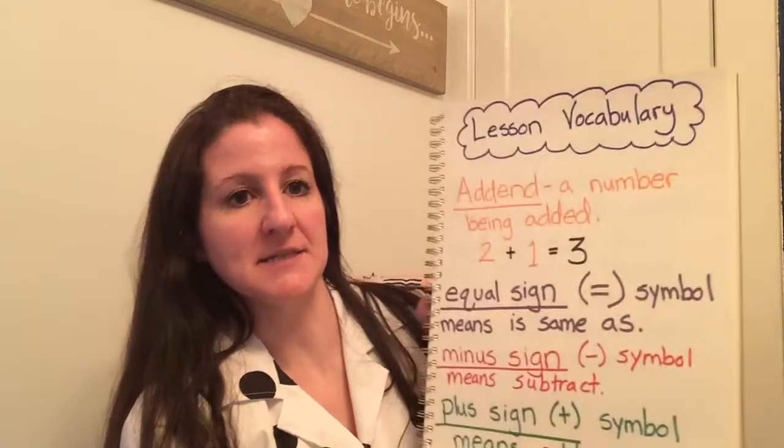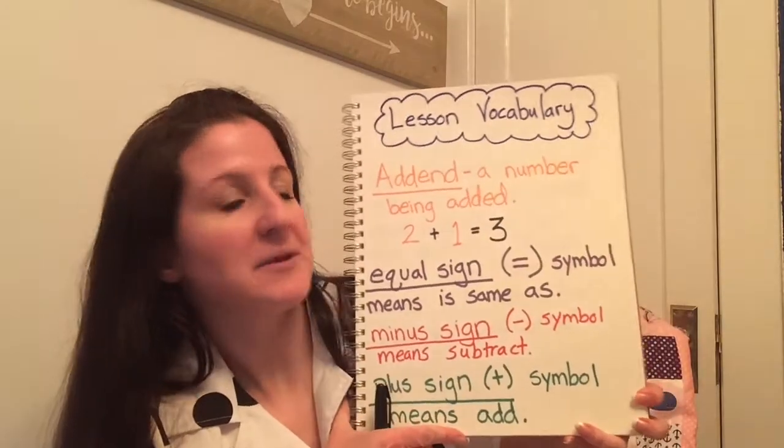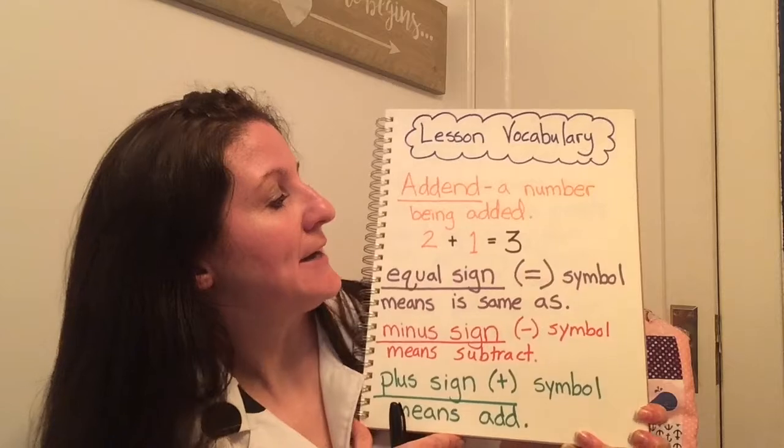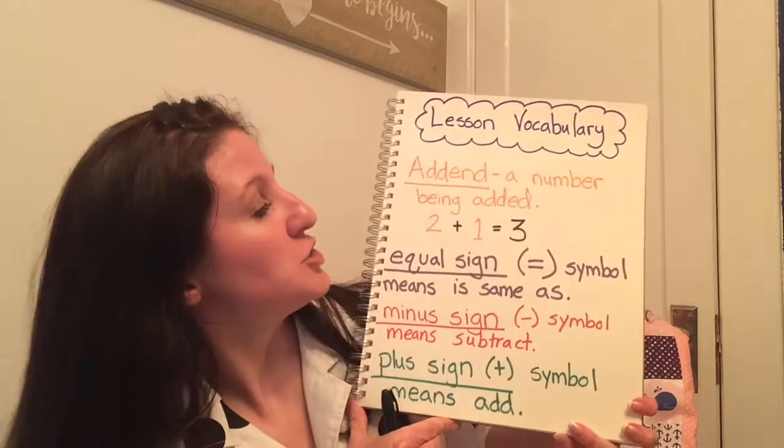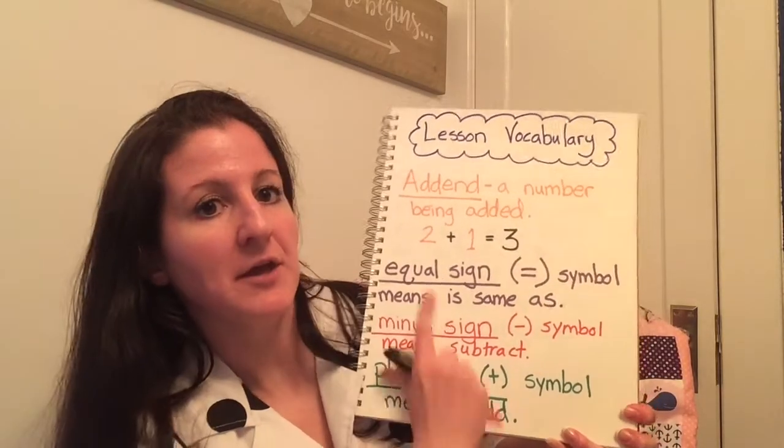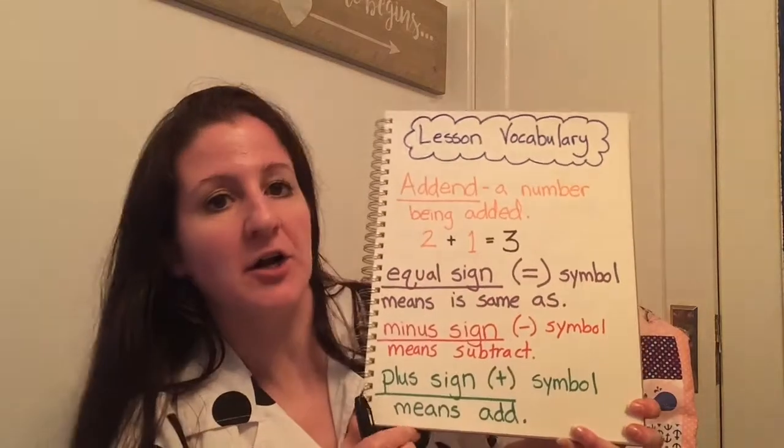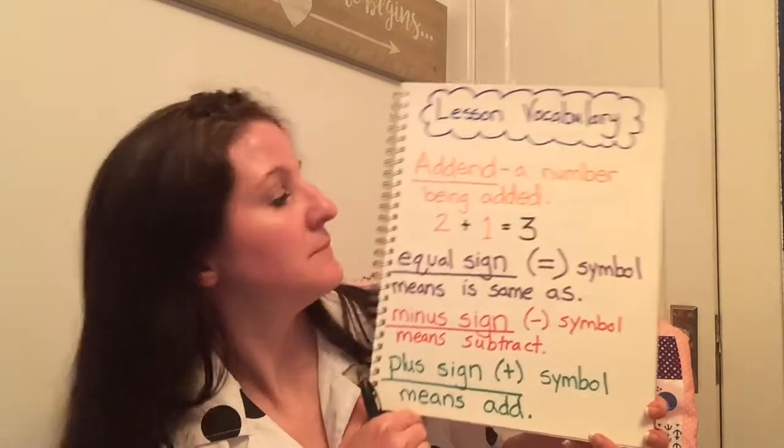So I'm going to go over some vocabulary that you're going to see throughout the lesson this week. The first vocabulary word is an addend. An addend is a number being added. 2 plus 1 equals 3. The 2 and the 1 here are both addends.